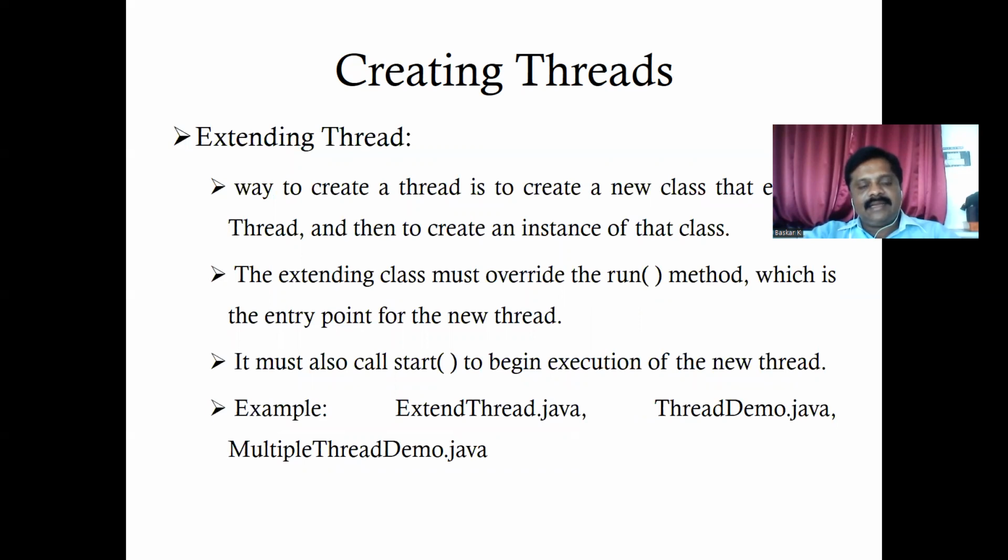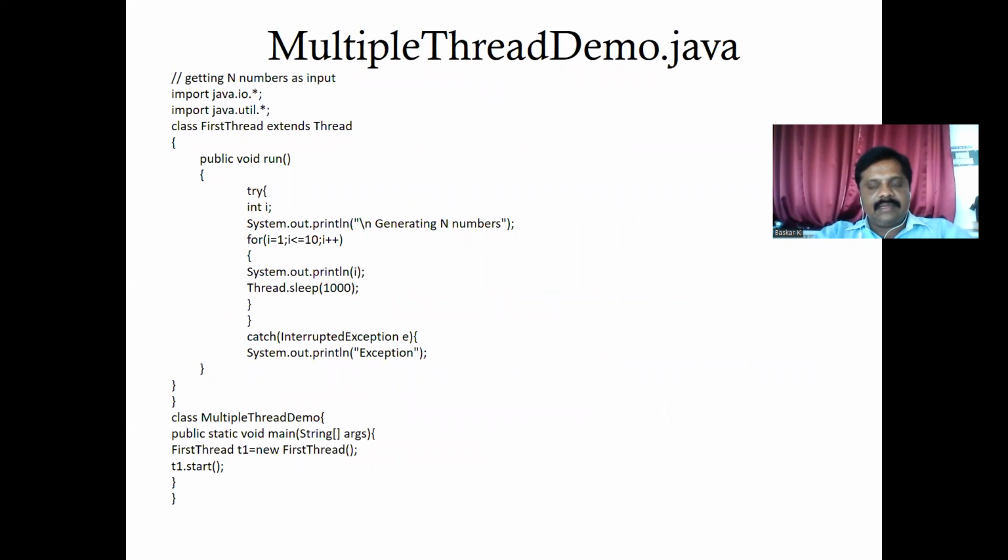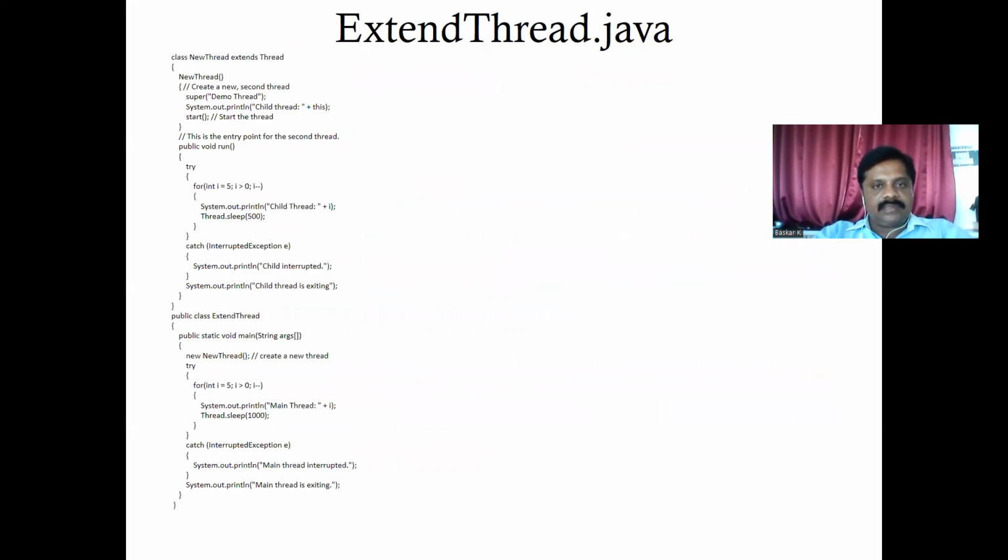The next step, extending Thread. One way to create a thread is to create a new class that extends Thread, and then to create an instance of that class. The extending class must override the run method, which is the entry point for the new thread. It must also call start to begin execution of the new thread. So this is the example for the thread program. We will see these programs in the laboratory session.